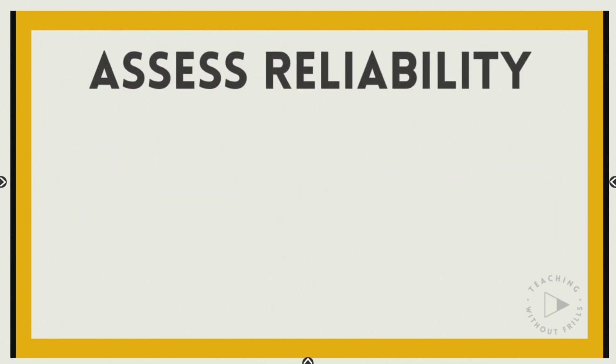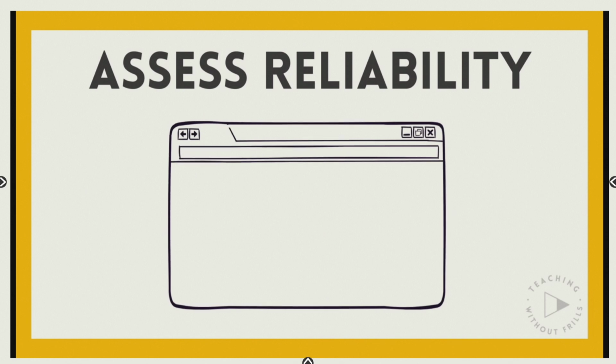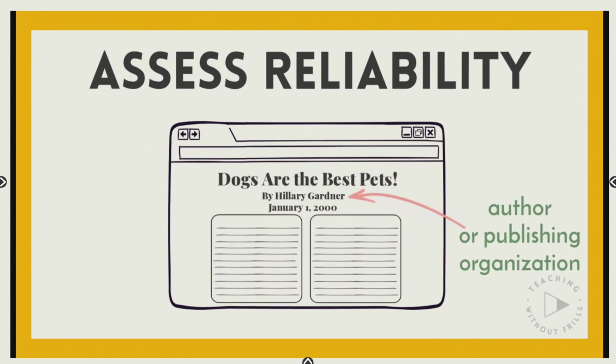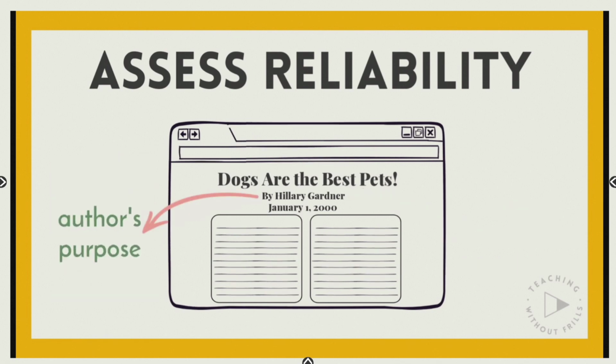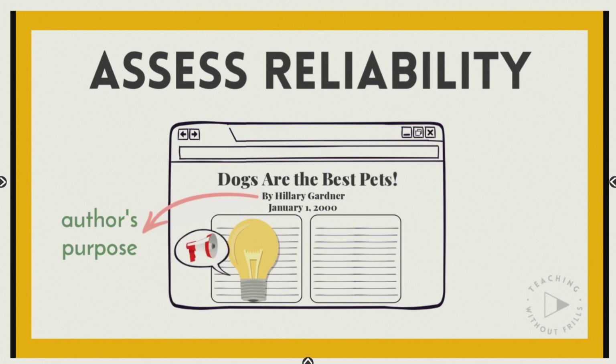There are a few ways you can assess the reliability of a source to determine how you should use it in your research or if you should use it at all. First, determine the author or publishing organization. It's important that the author is an expert on the topic. Try to learn more about the author's education and experience in the field. It's also important to determine the author's purpose. Is the sole purpose to inform and educate the reader, or does the author also want to persuade, entertain, or sell something to the audience?